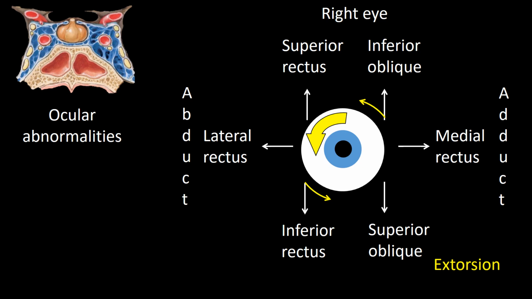Extorsion is conducted by the inferior oblique and the inferior rectus. Intorsion means rotation of the eye where the upper pole of the eye is displaced medially towards the nose. Intorsion or cyclotorsion is achieved by contraction of the superior oblique and superior rectus.